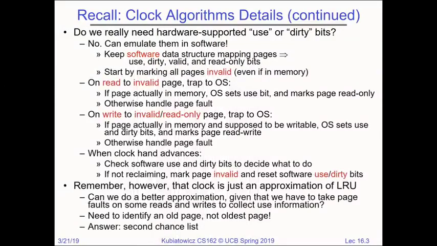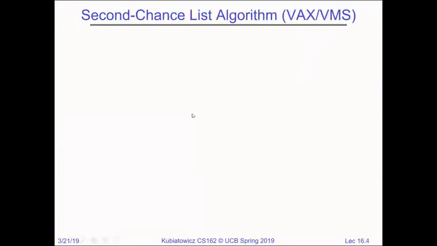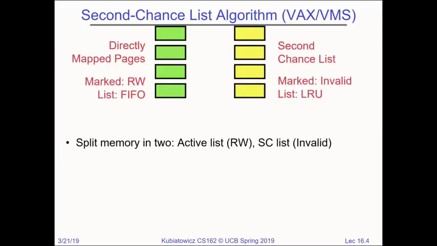Okay? And there is a very famous architecture, the VAX from Digital Equipment Corporation, that indeed didn't have a hardware use bit. Okay? And so they had to do something else. And so they came up with this thing called the second chance algorithm, which has the same goal as the clock algorithm: approximate LRU. Find me an old page, not the oldest page, right? So here's what this looks like.